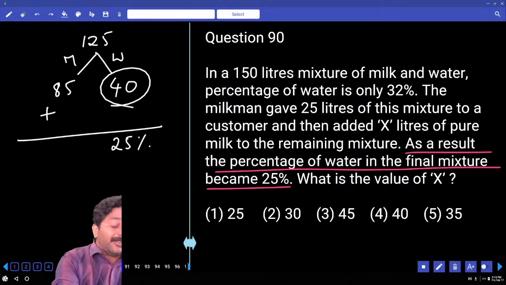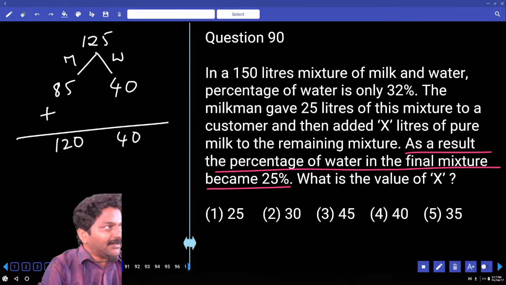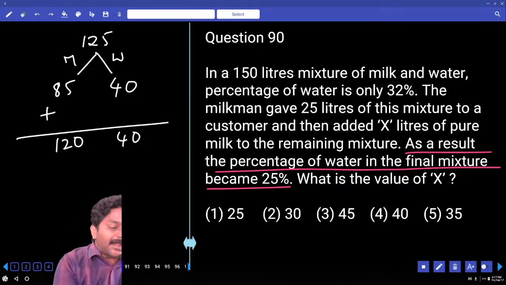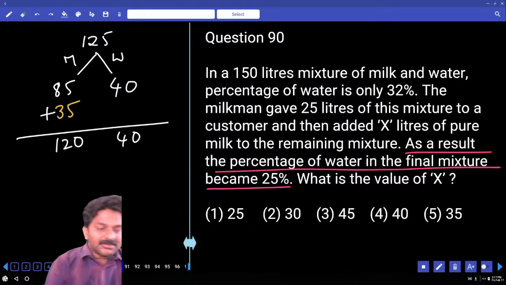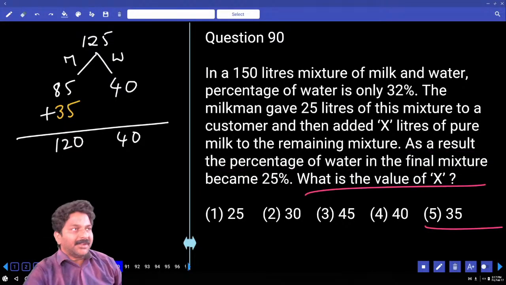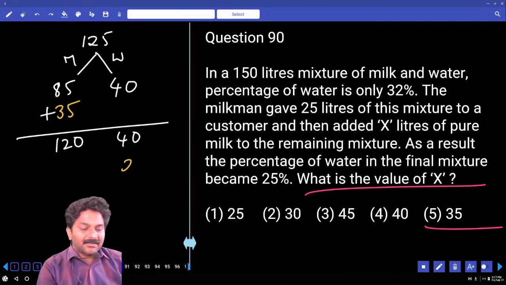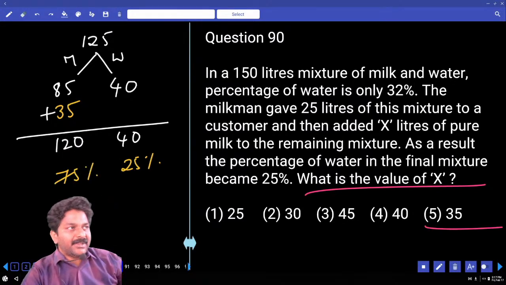Then if water is 25%, milk must be 75%. That means 3 times that number only. So if this is 40, here it has to be 120. So to the number 85, how much to be added to make it 120? We need to add 35 liters of milk. We were asked to calculate the X value: 35, final answer. Because this is 25%, the remaining 75% must be 120.